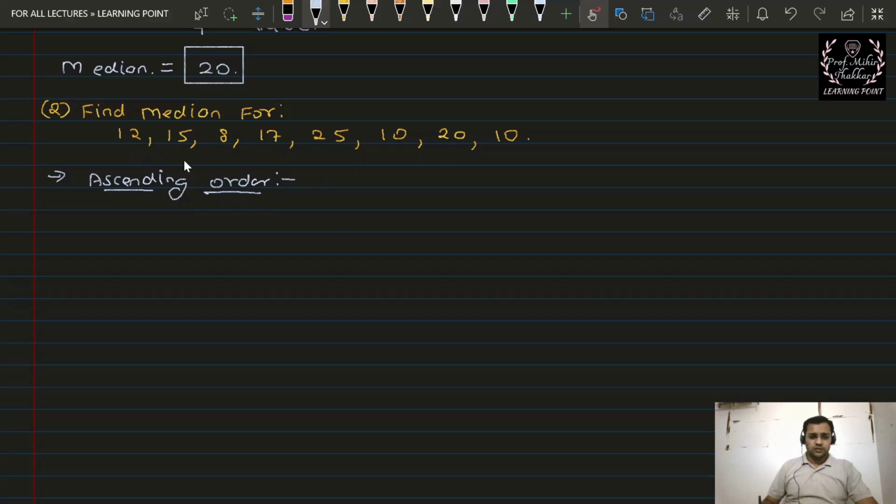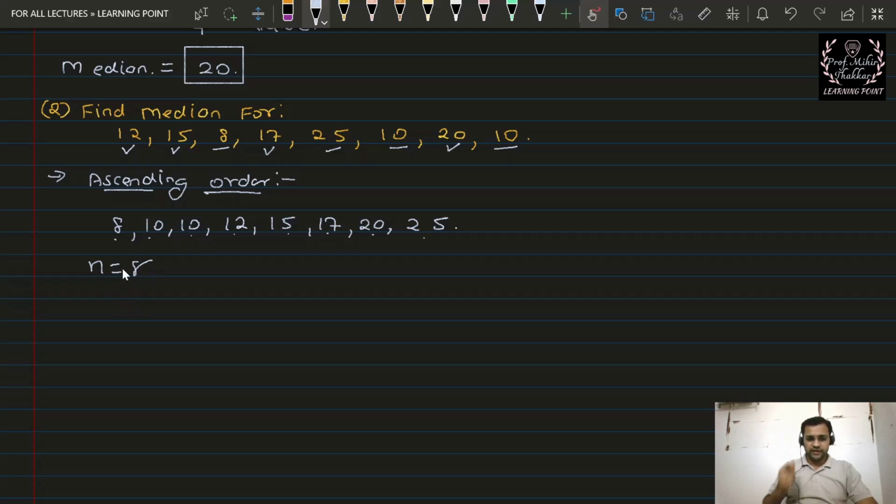Now over here, when you're talking about ascending order, the smallest value is 8. After 8, I can see that the number 10 comes two times. So 10 and 10. After 10, the next numbers are 12, 15, then 17. After that, the next are 20 and 25. So if you observe, 1, 2, 3, 4, 5, 6, 7, and 8, there are 8 observations.